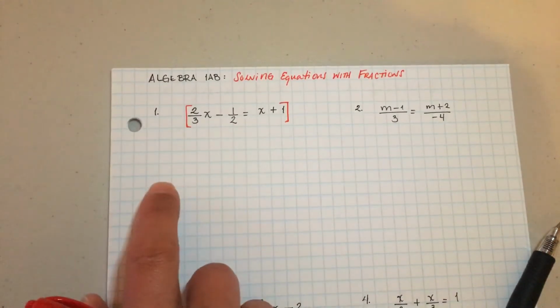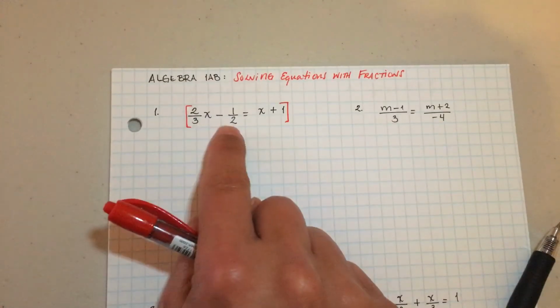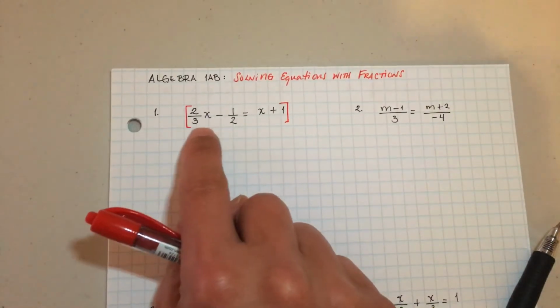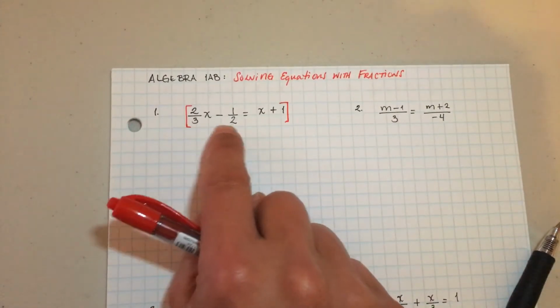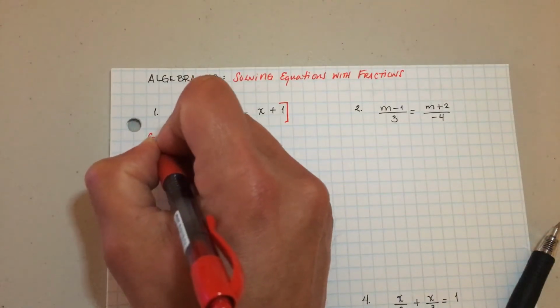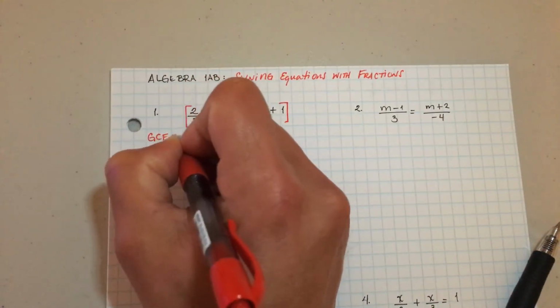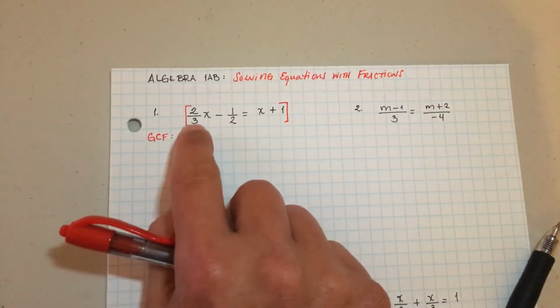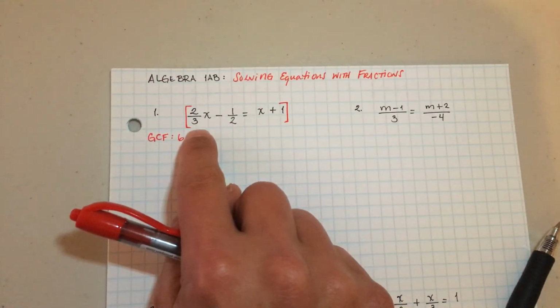So if you don't know, all you have to do is multiply the 3 and the 2. Si no saben, todo lo que tienen que hacer es multiplicar el 3 por el 2, que me da 6. So the greatest common factor, we call it GCF, is 6. El número en común del 3 y el 2 es el 6.